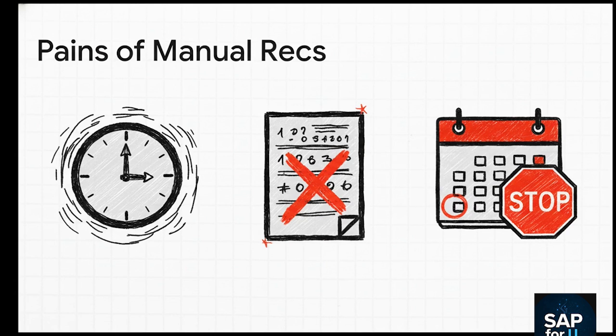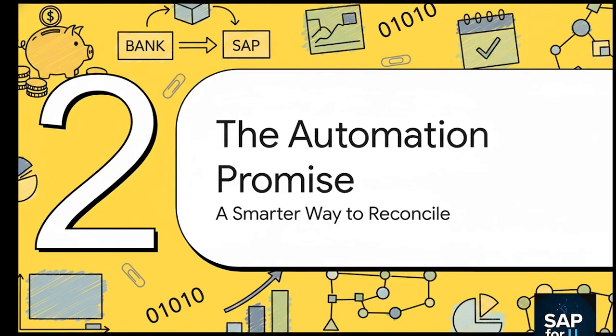And the fallout from this is very real. It's not just that it's slow, it's that one little typo, just one slip up, can create huge headaches down the line. And what does that do? It slows down your entire month-end close. So the big question is, how do we get out of this rut? Well, let's talk about the solution. And it's all about using the power of the electronic bank statement, or EBS, right inside SAP.